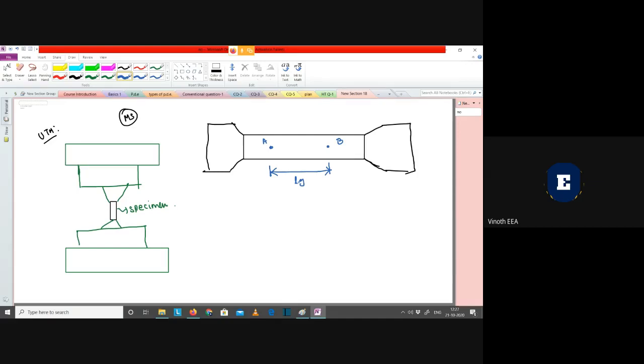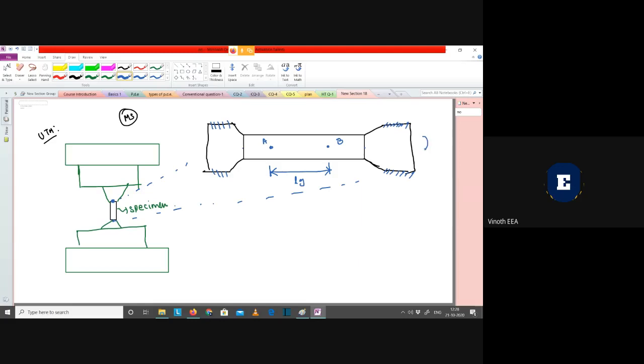Now you might ask why we are taking these two points here. Why can't I take this point and that point? The reason is that I'm going to connect this end to one side of the UTM, and this end to the other side of the UTM. So simply I will be connecting it. This is what I'm going to do.